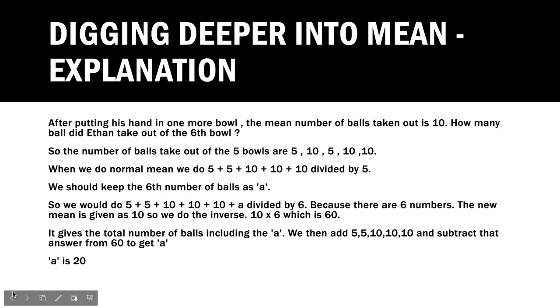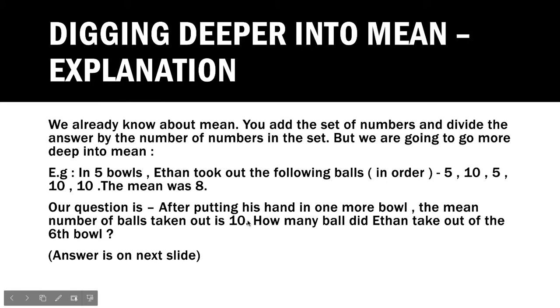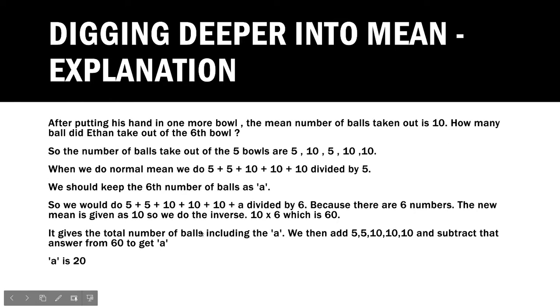So the new mean given is 10, in the second part of the question. So we do the inverse, 10 times 6, which is 60. That gives us the total number of balls. So 5 plus 5 plus 10 plus 10 plus 10 plus A, then you draw a line under it and write 6. When I'm giving examples, I write it out and show you, so maybe you understand. Instead of writing the division sign next to it with 6, you can just do that. It's simpler. It is equal to 60.